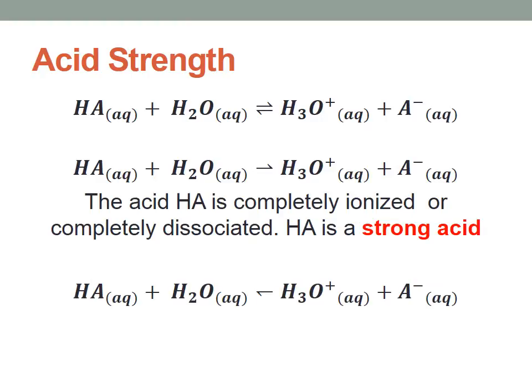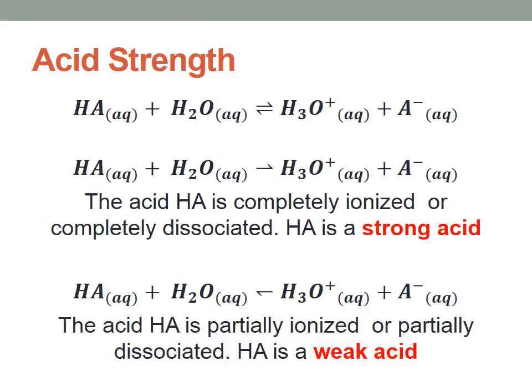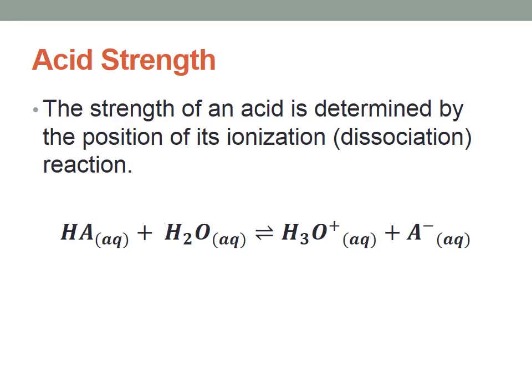However, if the conjugate base has a stronger attraction for the protons, then the acid is only going to be partially ionized or partially dissociated. Hence, the acid is a weak acid. So we can also say here that the strength of an acid is determined by the position of its ionization or dissociation reaction. That means, does the dissociation lie far to the right or to the left?